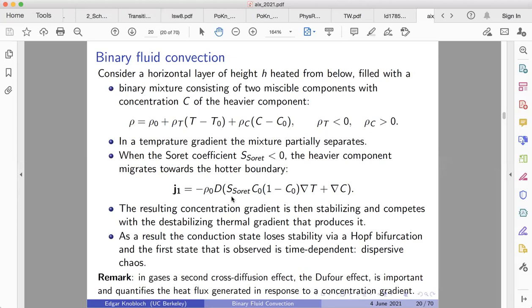Now in gases, there is another important effect. It's called the Dufour effect that quantifies a similar process, but it has to do with the heat flux that is generated in response to a concentration gradient. And both of these are in general non-zero, and they can be computed analytically for dilute gases via basically a Chapman-Enskog kind of procedure. But in liquids, these things have to be measured, because these are strongly coupled systems.